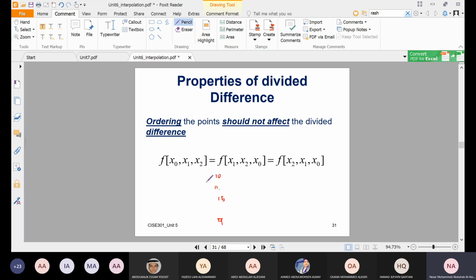Okay, between 10 and 15. Okay, 9.5. This should be intermediate between the 2 points that you select. You might take 9 and 15, or you take 9 and 10. Should be intermediate to have a good accuracy.